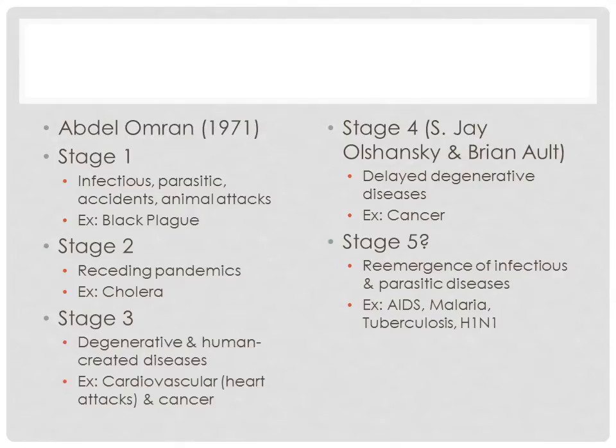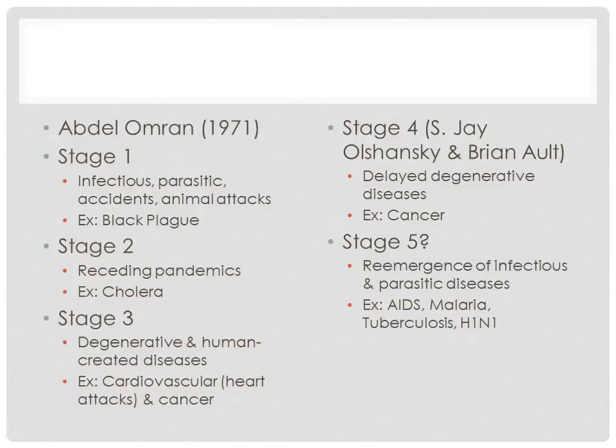The model was created by Abdel Omran, who was an epidemiologist, in 1971. And that's one of those names that you're going to want to know, very similar to some other names that we've talked about or will be talking about, like Thomas Malthus. You're going to want to know Abdel Omran. So put a star next to his name. Make sure that you know that he's associated with the ETM, the epidemiological transition model.